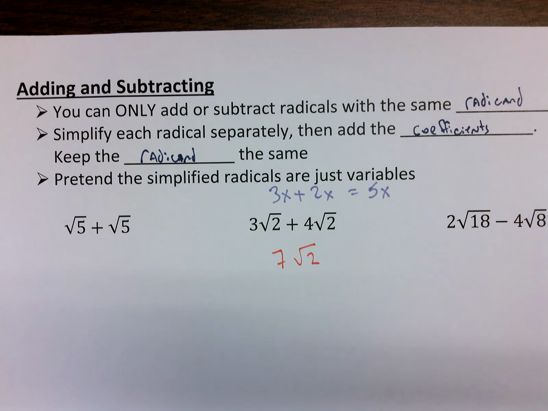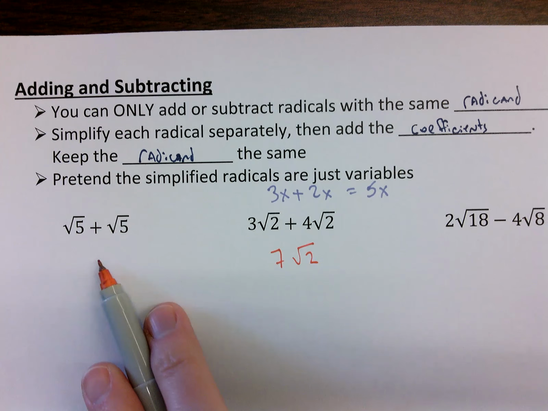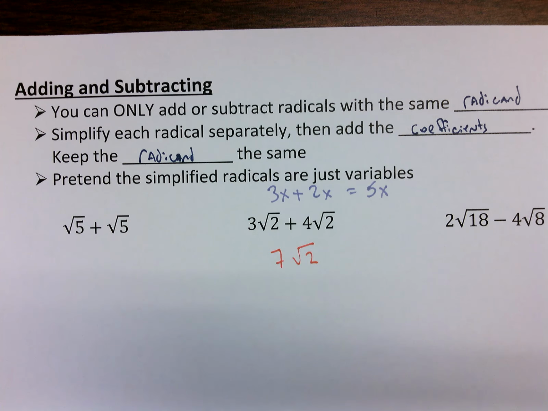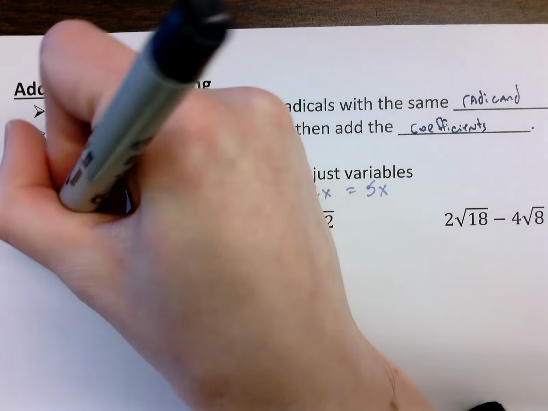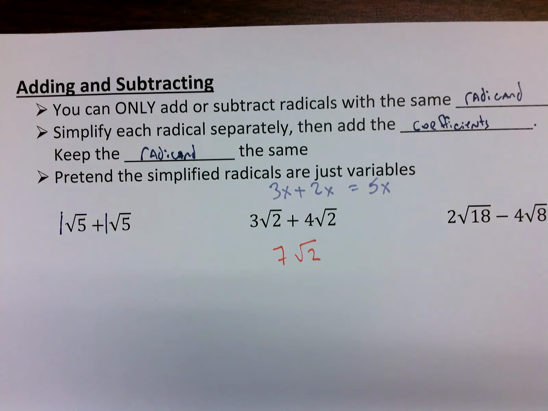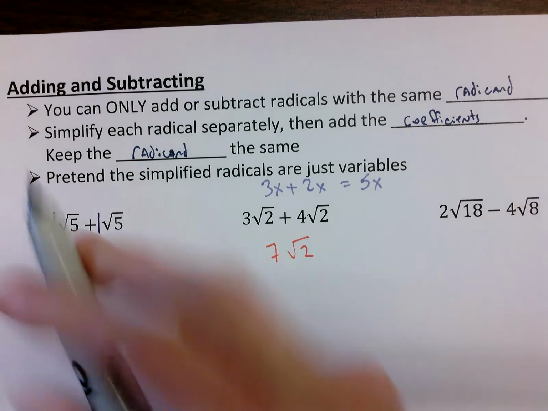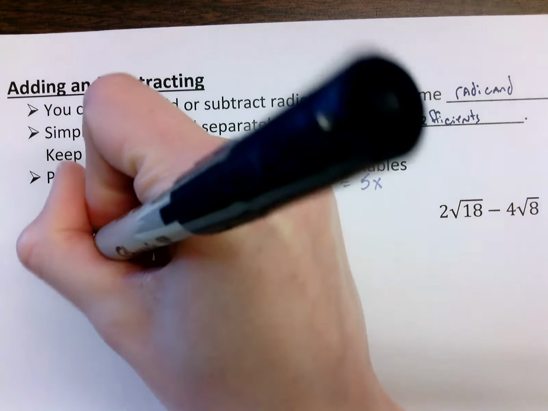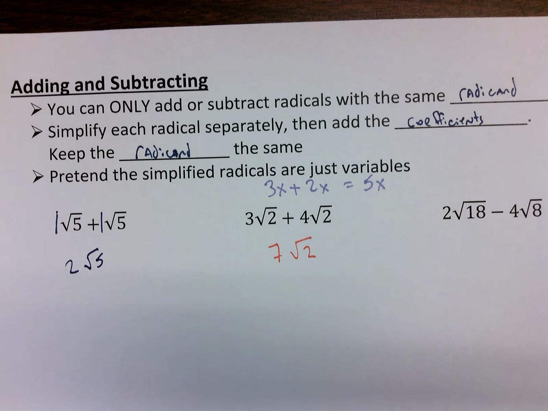And that's it. Okay, this guy over here, square root of 5 plus the square root of 5. Don't forget, there's a little imaginary invisible 1 there, right? If there's no number in front, you can assume it's a 1. So I'm going to add 1 and get 2. And then it stays the square root of 5. So 1 square root of 5 plus another square root of 5 is 2 square roots of 5. Okay, so those were really easy.